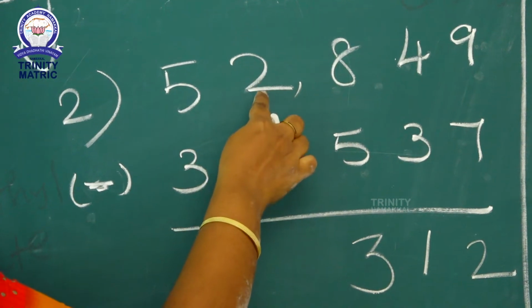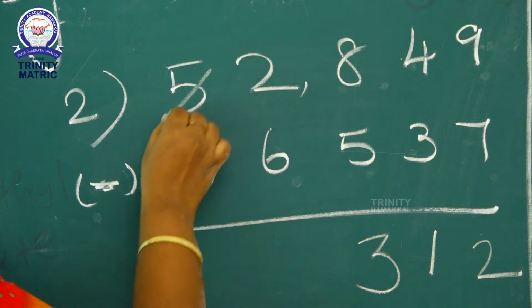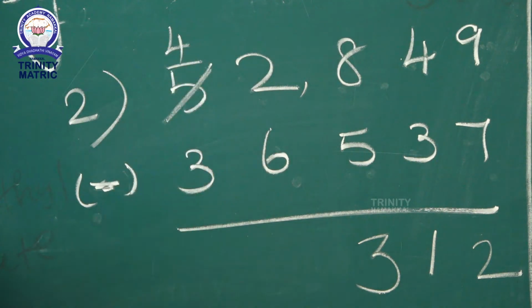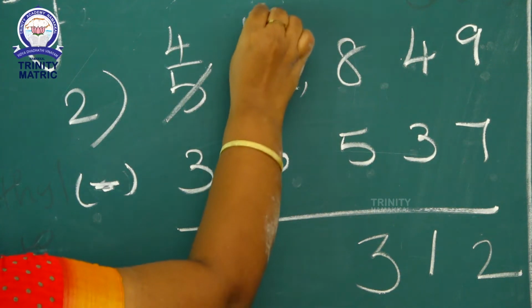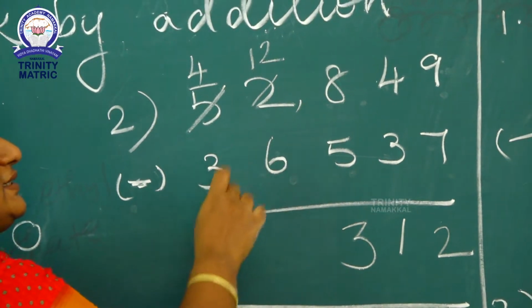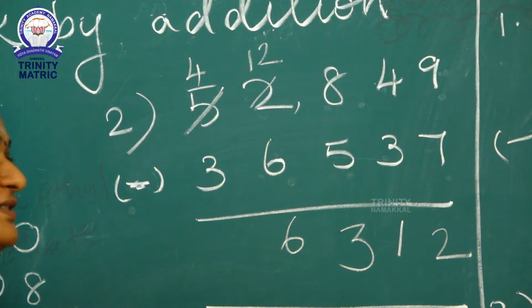Now see here, we cannot subtract 6 from 2. So what do we have to do? We have to borrow. So borrow from this 5. So 5 will become 4 and this 2 will become 12. Now you subtract 12 minus 6. The answer is 6. 12 minus 6 is 6.